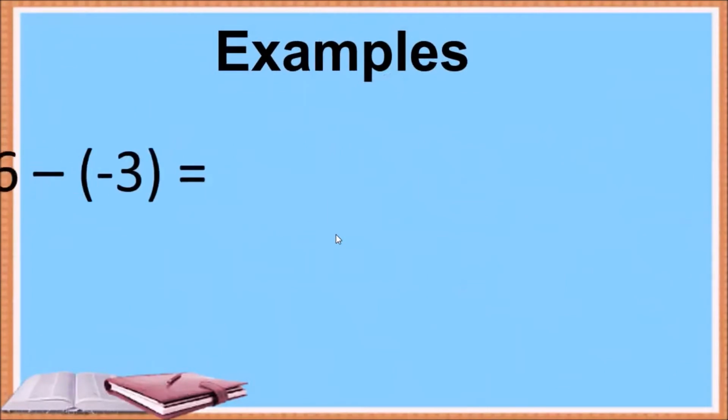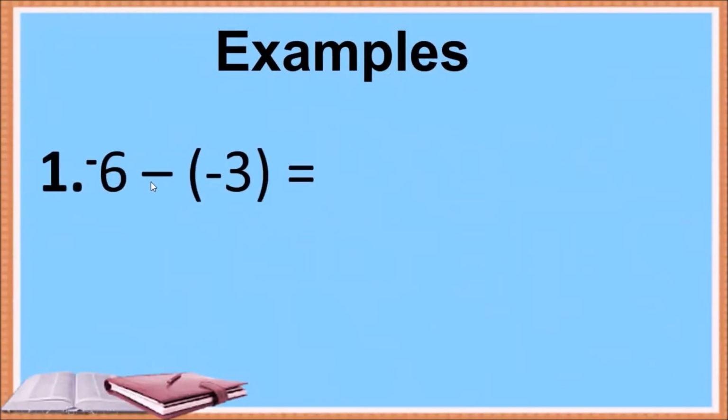Negative 6 minus negative 3. So ito po ang subtrahend, ito ang minuend. So copy or bring down negative 6 at kukuhanin natin ang additive inverse ng negative 3, which is positive 3, and proceed to addition of signed numbers. So negative 6 plus positive 3.